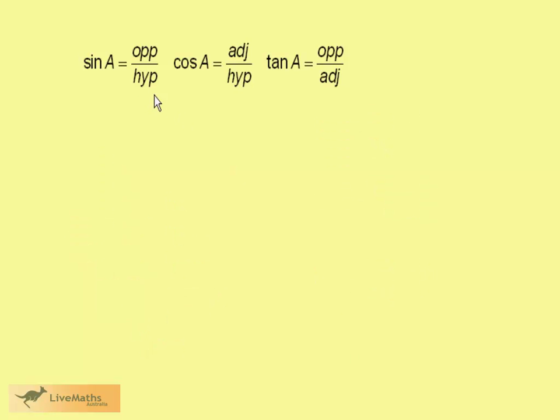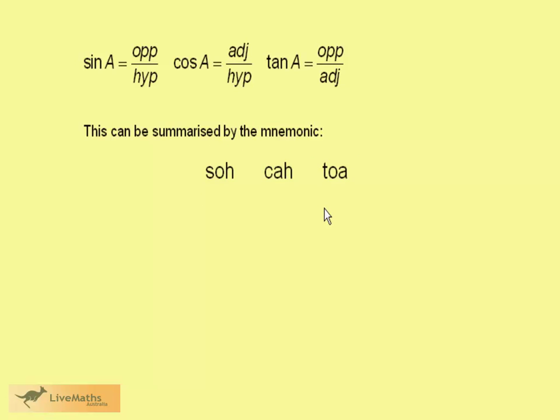So now let's look at these definitions and how we're going to remember them. We can summarize them using a mnemonic. Remember that mnemonics help you remember things. The mnemonic for trigonometry is SOH CAH TOA. Note the order of the letters in each part of the mnemonic. Look at SOH.